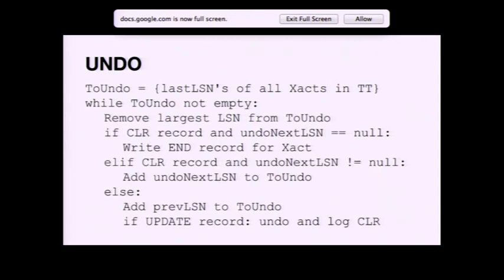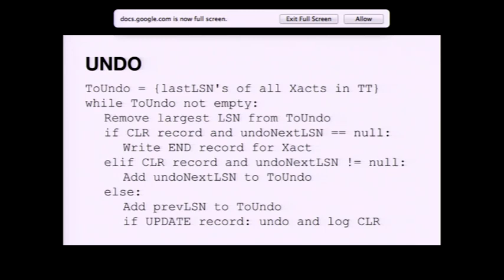And while that set is not empty, we're going to perform lots of iterations. We're going to remove the largest LSN from toUndo. We'll get some log record that way. If that log record is a CLR, and the undoNextLSN is null, then there's nothing left to undo. We write an end log record for that transaction. If it's a CLR record and the undoNextLSN is not null, undoNextLSN indicates where you have to go backwards to undo that record. Then we add undoNextLSN to our set toUndo.